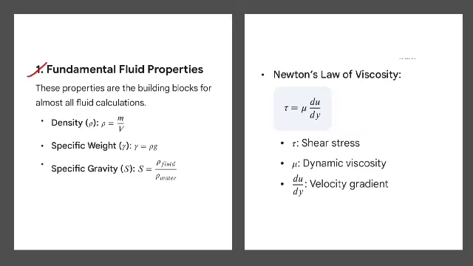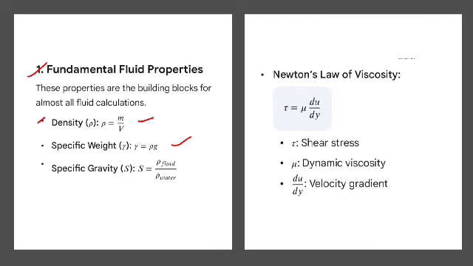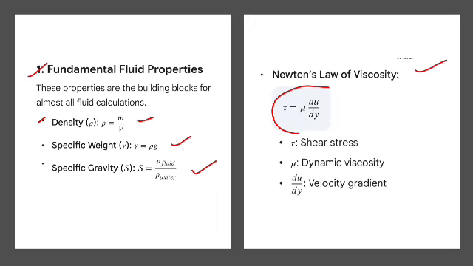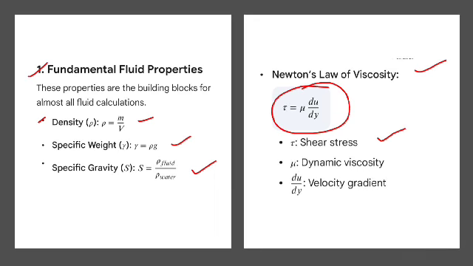Fundamental fluid properties. In that first one is density, that is equals to mass per volume. Specific weight gamma equals to rho g. Specific gravity, that is rho fluid by rho water, that is nothing but density of fluid to the density of water. Newton's law of viscosity, tau equals to mu into du by dy. Tau is shear stress, mu is dynamic viscosity, du by dy is velocity gradient.